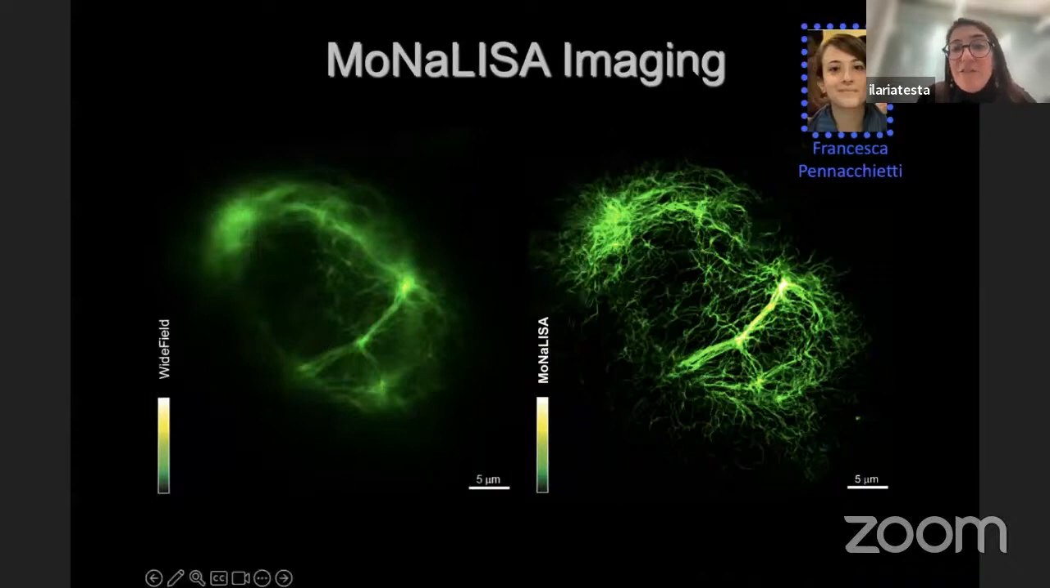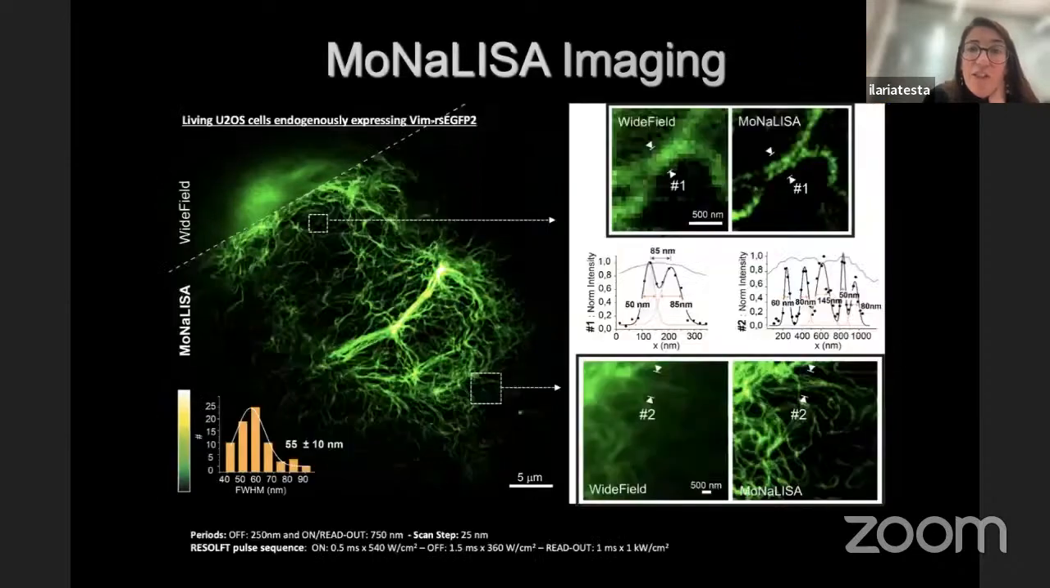And this is some data that Francesca recorded. This is a cell that is expressing endogenously, so with CRISPR we knocked in the ResGFP with vimentin, and then you can see the Mona Lisa version. By Mona Lisa, I mean this parallelized way of doing resolved. Then you see two things: that we are better in sectioning because we use the microlenses, but also that we have finer resolution. You see that the filaments are thinner. You can see details that were hidden in the conventional microscope.